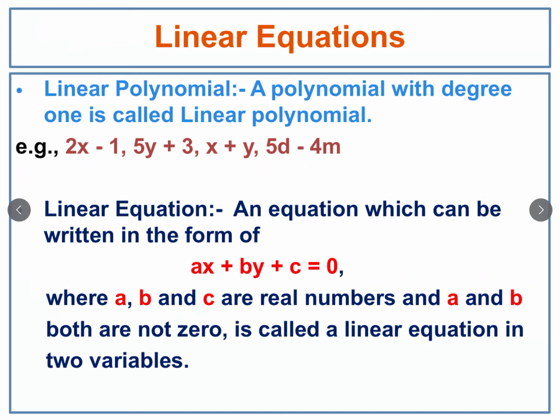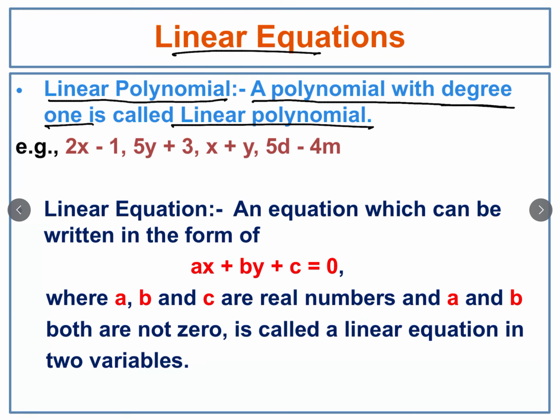Before coming to the linear equation, you have the linear polynomial. In chapter number 2, which is polynomials, you have studied the linear polynomial. A polynomial with degree 1 is called a linear polynomial. Degree 1 means the highest power of the variable will be 1. For example, we have 2x minus 1. You can see the variable here is x and its power is 1.